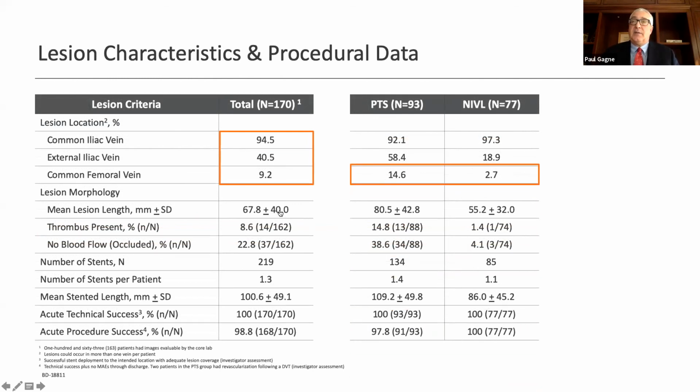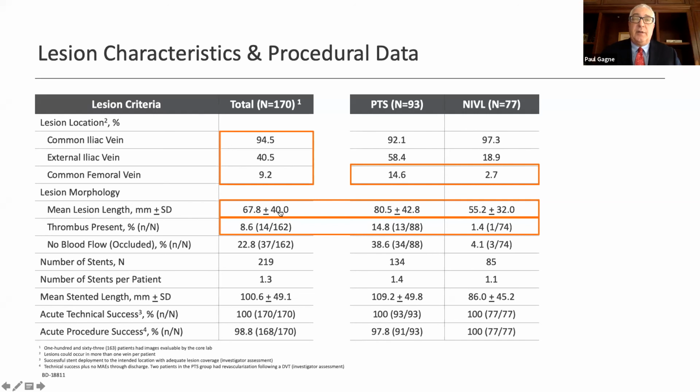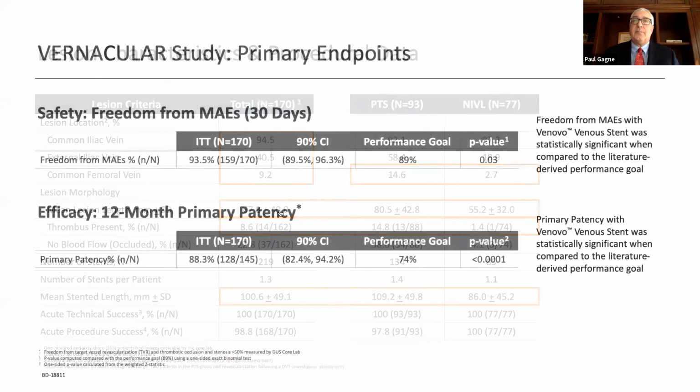There was a higher preponderance of common femoral vein stenting in the post-thrombotic patients than in the compression lesions. Finally, if you look at the mean lesion lengths, not surprisingly, they were longer in the post-thrombotic patients than the compression patients. Interestingly, acute DVT was present in about 14 of the 162 patients we had data on. This was more common in the post-thrombotic patients than the patients classified as compression alone. And then finally, these are the stented lengths.